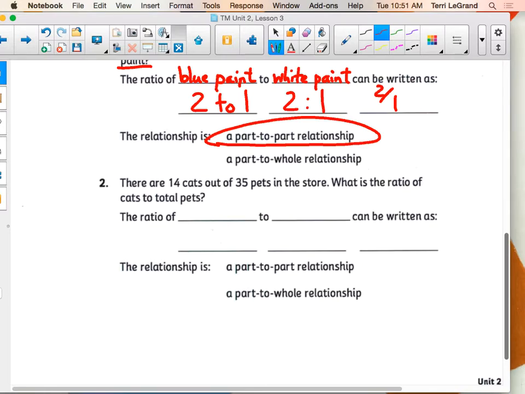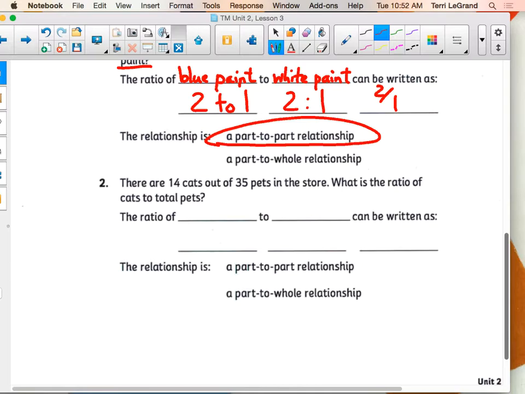If we knew how much paint they had, or how much paint they were going to have to buy altogether, and we were comparing the blue part to the total amount of paint, or the white part to the total amount of paint, then we would have a part to whole. But here they're saying you have to buy 2 quarts of blue, and for every 2 quarts of blue, 1 quart of white. So what's that total? 3. If that's all he buys, he would have a total of 3 quarts of paint.